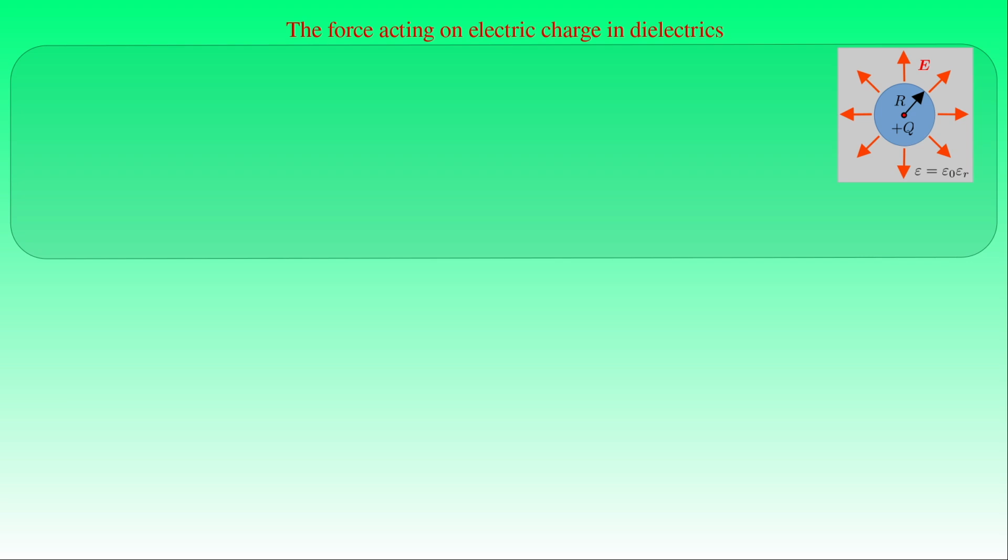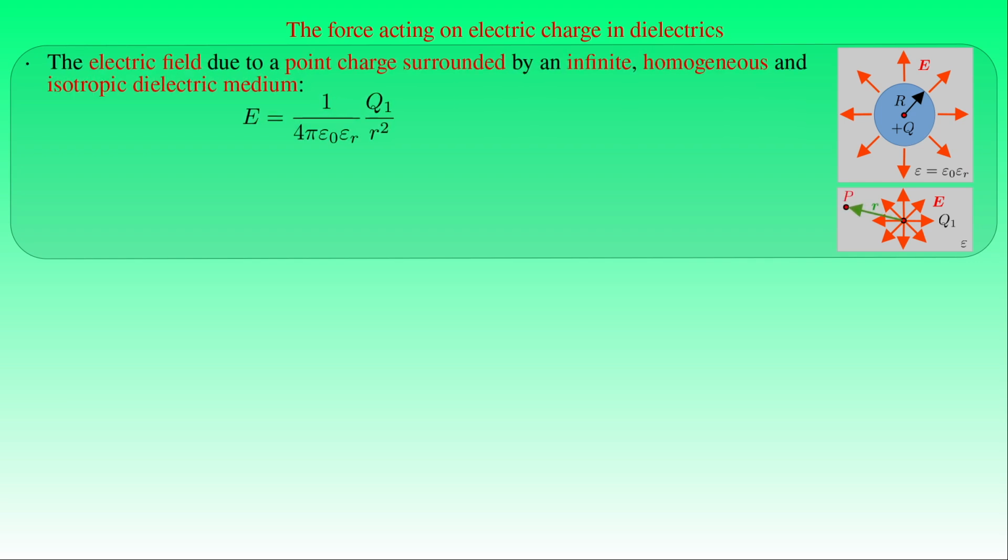The symmetry of the problem does not change if the radius R of the charged sphere tends to 0, and we obtain a point charge Q1 surrounded by the same medium. Hence, in an infinitely extended homogeneous dielectric medium of relative permittivity εr, the electric field E of the point charge Q1 has a radial symmetry about the point charge, and its magnitude at any point P is given by 1/(4π ε0 εr) times Q1 over the square of the distance r of the point P from the point charge Q1.